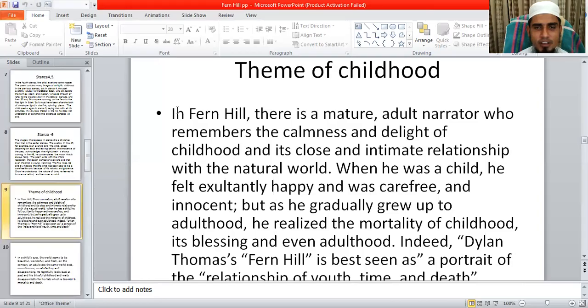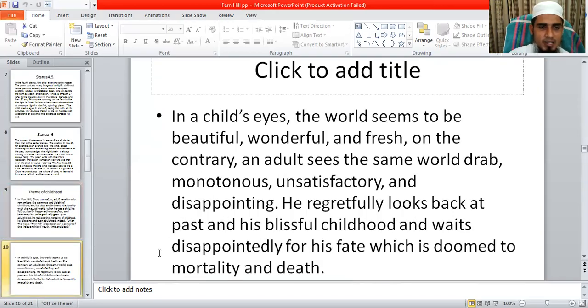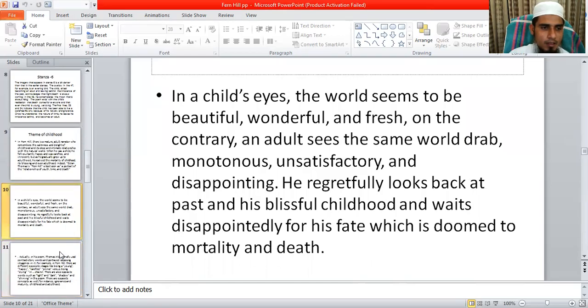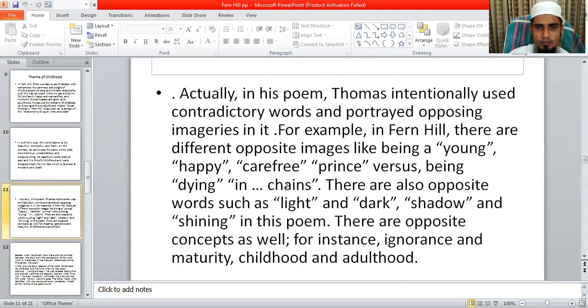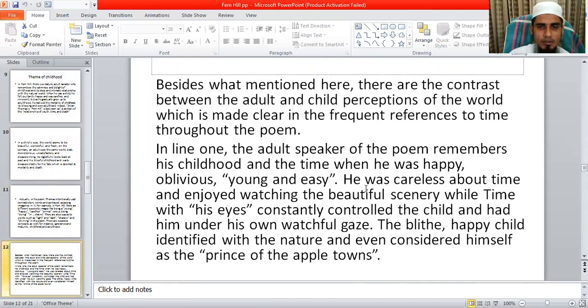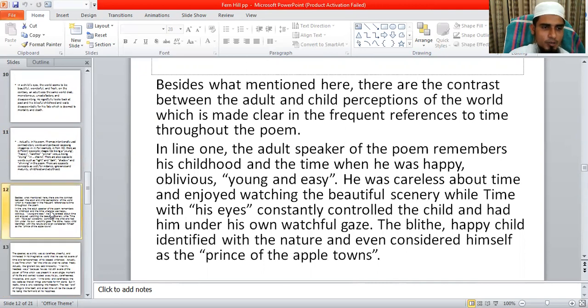You can give an introductory sentence, and then take help from the slides to prepare the answer.